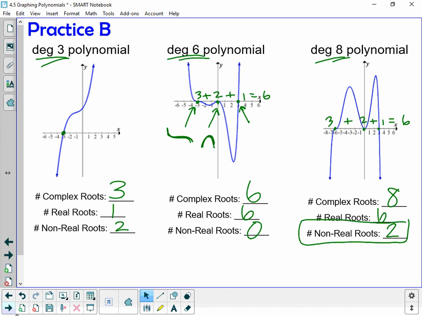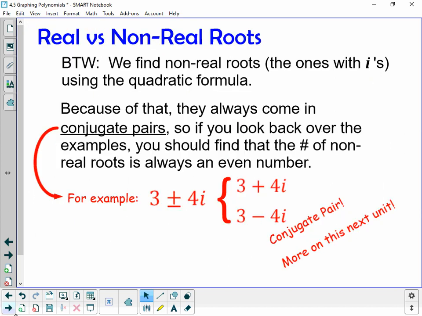You could have more non-real roots. You could have 4 non-real roots. You could have 6 non-real roots depending on your function. But it is always going to be an even number. And the reason that that is the case is that the method we use for finding those non-real roots is the quadratic formula. And because that quadratic formula has that plus or minus symbol, they always come in pairs.